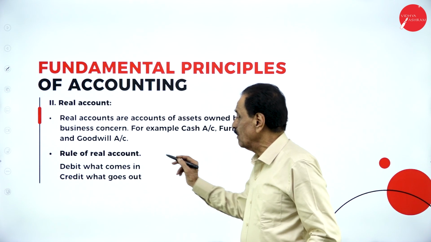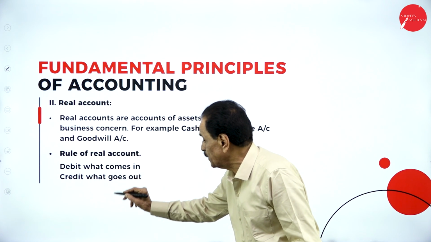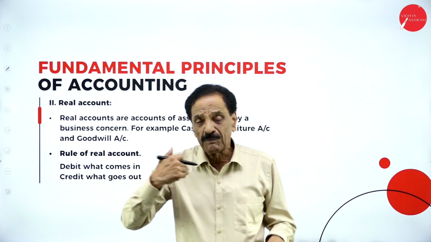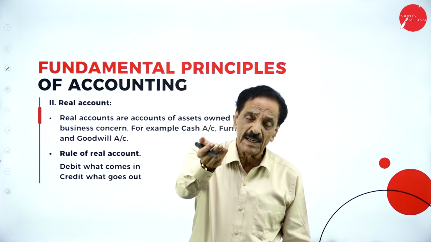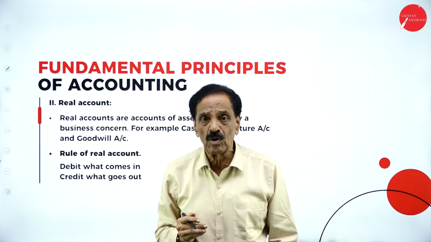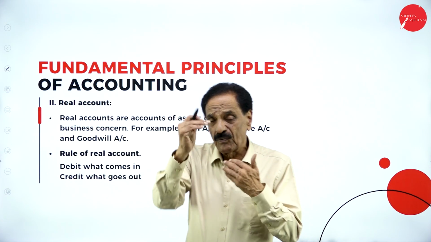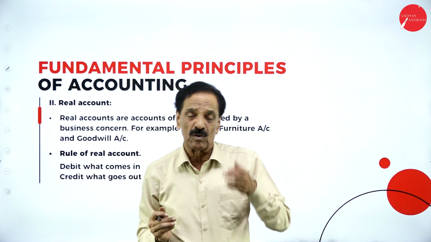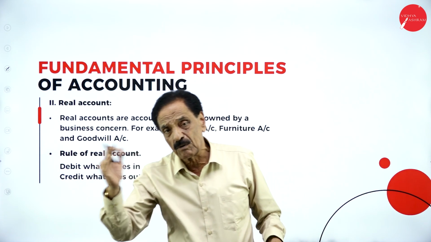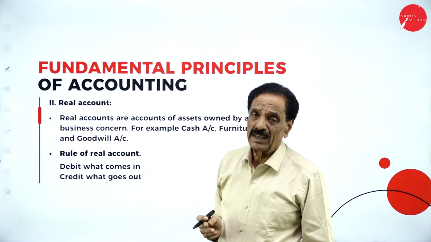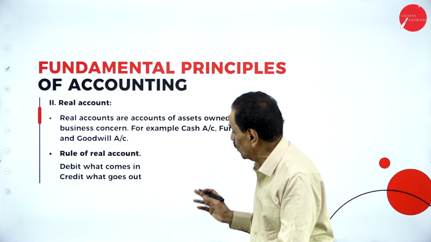What's the rule of the account? Debit what comes in, credit what goes out. If the building is sold, what is coming in? Cash is coming in, building is going out, so cash should be debited, building should be credited. If furniture is coming in and cash is going out, furniture should be debited, cash should be credited. Real account: debit what comes in, credit what goes out.